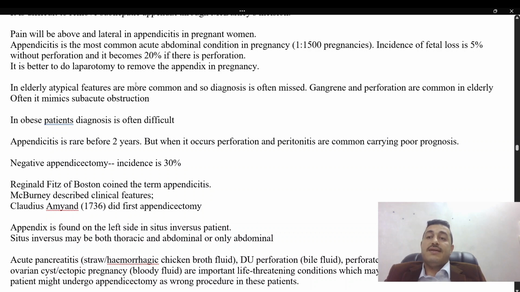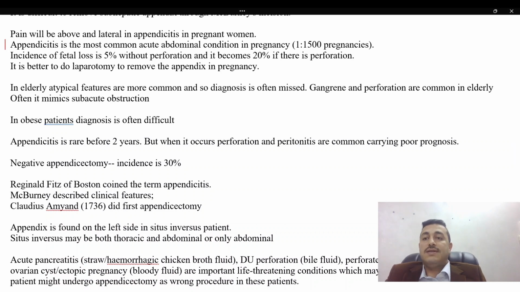And we said that it's the most common emergent non-gynecological surgery in a pregnancy. We also said that the incidence of fetal loss is 5% without perforation. If there is perforation, it is not 5 but 20, even 30. So our threshold for surgery is low. We proceed for surgery in pregnant patient, if we have confirmed diagnosis, of course.